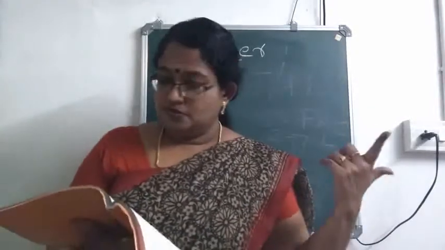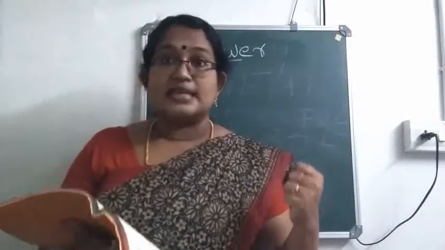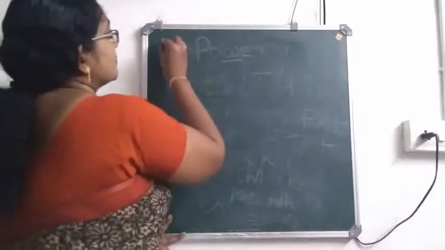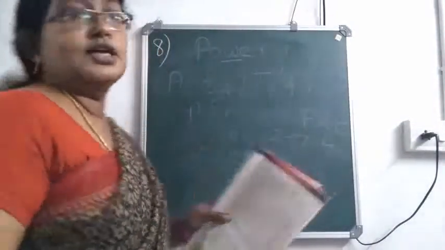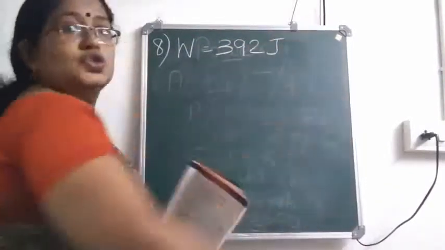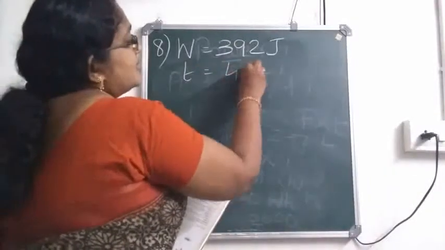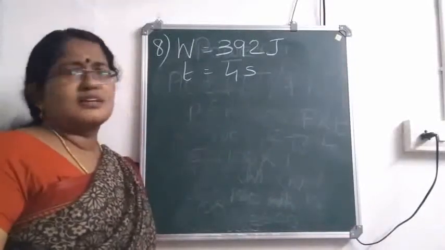Okay. Now we have to do 3 numericals, isn't it? We stopped with question number 7 and now we will move to question number 8. A machine does 392 joule of work. So what is given here? Work is given as 392 joule of work in 4 seconds. So time is given as 4 seconds. What is the power of the machine? So a direct question, isn't it?